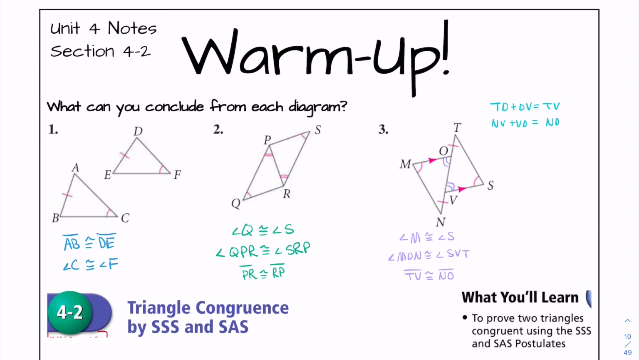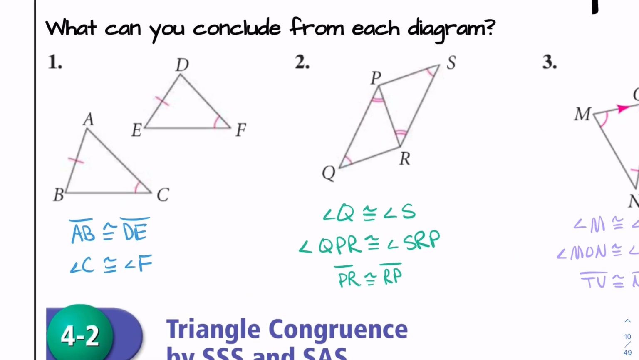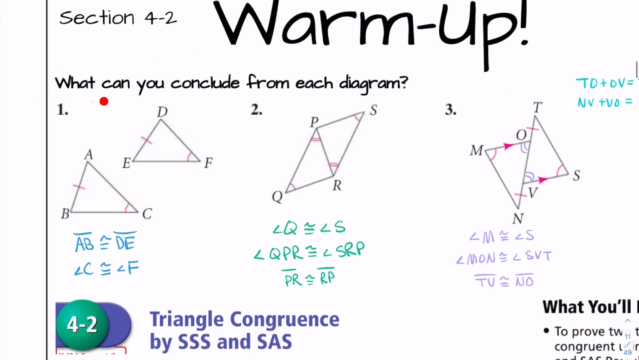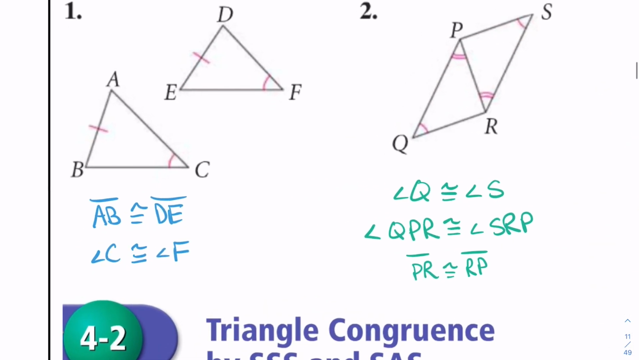I did part of the warm-up because I really felt like I had to explain this one, so please watch this video, or you can pause it and try it on your own, but definitely watch the rest of this. So in number 1, it says, what can you conclude from each diagram? I put that AB is congruent to DE because they have congruent tick marks, along with angle C being congruent to angle F.